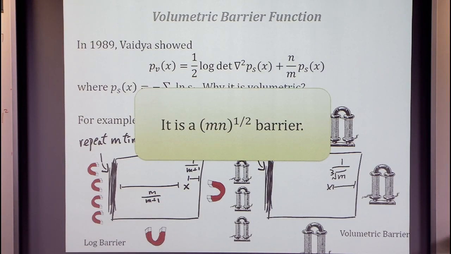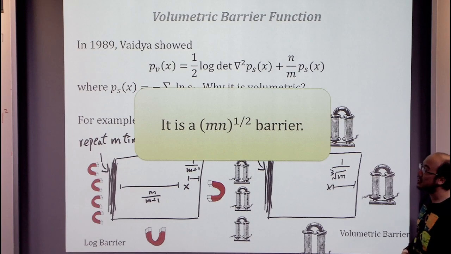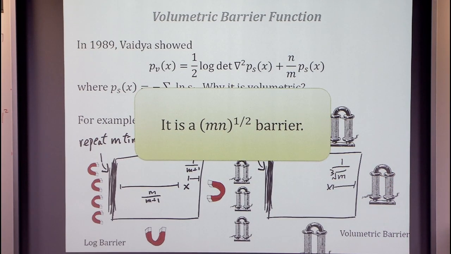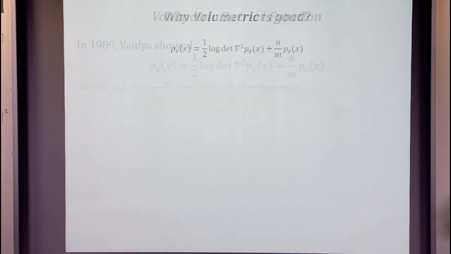And in fact, they are able to prove this is a square root of mn barrier function. So if you use this to solve LP, you get (mn) to the 1/4. And to see why the volumetric barrier function is good, we need to do some calculus.